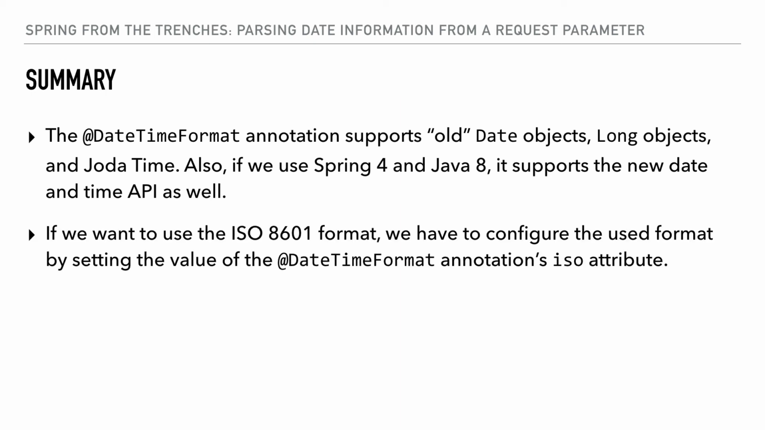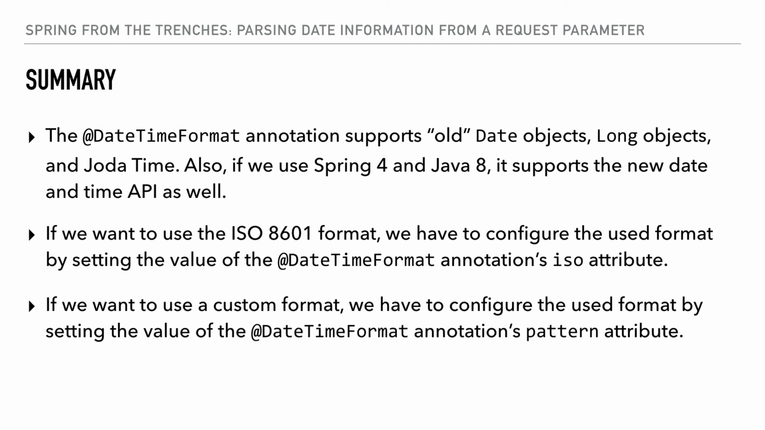If we want to use the ISO 8601 format, we have to configure the used format by setting the value of the DateTimeFormat annotation's iso attribute. If we want to use a custom format, we have to configure the used format by setting the value of the DateTimeFormat annotation's pattern attribute.